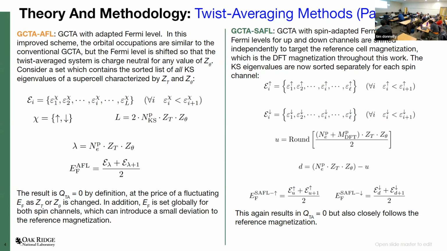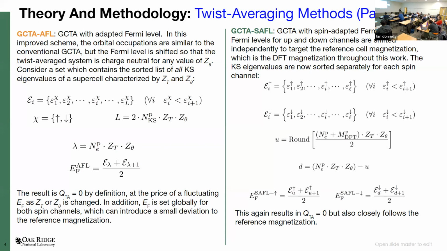And to find that adapted Fermi level, all you have to do is you consider your supercell, which is characterized by Z theta, the number of twists, and Z T, which is the number of primitive cells in your supercell. And then you combine all the Kohn-Sham eigenvalues into a list, and then you sort them. Here in this case, you have up and down spin channels in this list. And then just from electron counting, you can come up with an index. And then using that index, you can set the adapted Fermi level. So what this results in is charge neutrality for any number of Z T and Z theta.